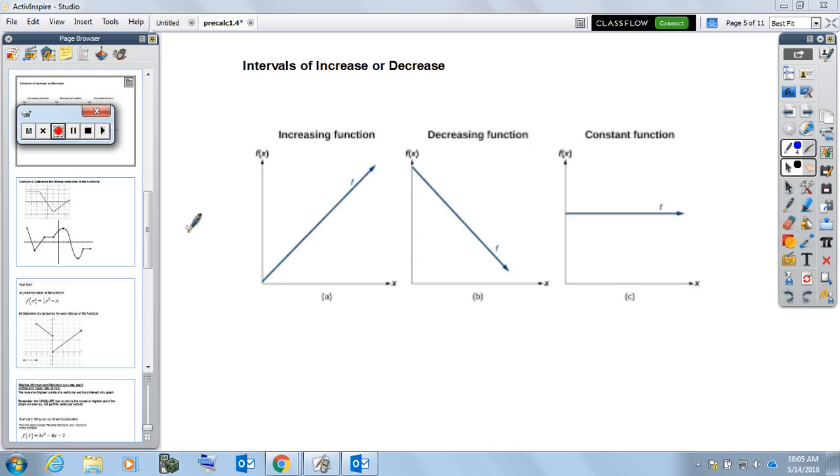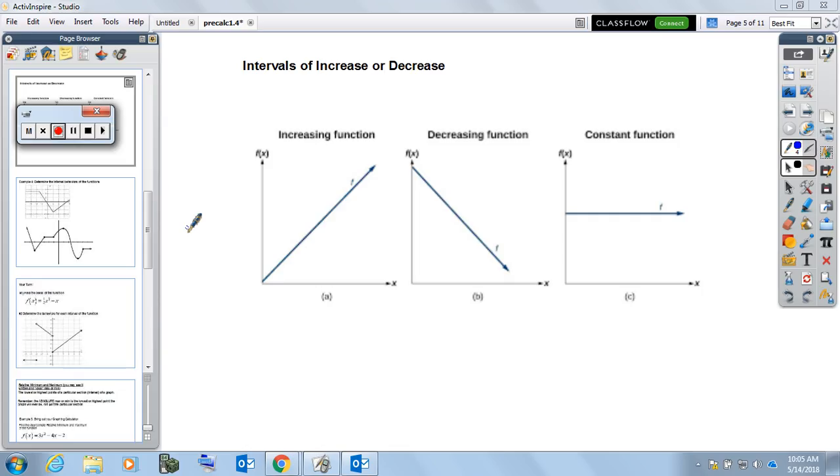Alright guys, in this very brief video we're going to look into increasing, decreasing, and constant intervals of a function. So what does it mean to be increasing? Well, it means when the slope is positive. That's the big thing to know. It's an increasing function when the slope is positive.